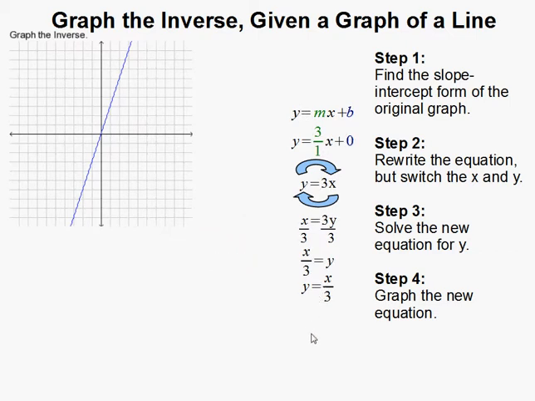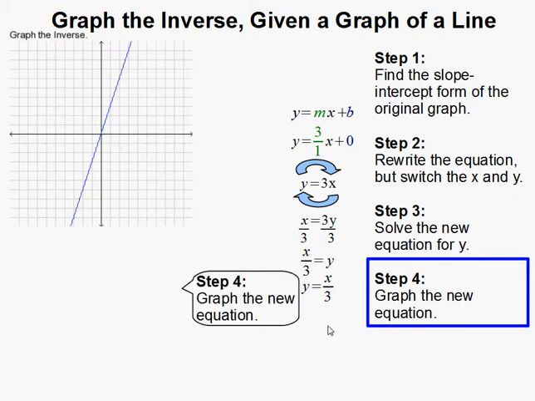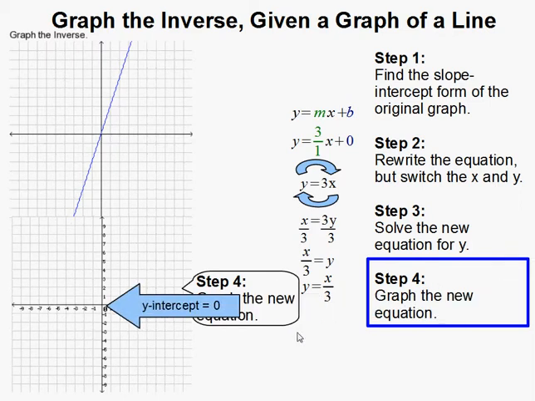Now we simply need to graph this new equation, which is the inverse of our given one. So there's nothing here, there's no y-intercept, therefore the y-intercept is 0. So that's going to be my starting point. And remember, this x over 3 is also the same as 1 over 3. So since it's 1 over 3, that means the rise is 1 and the run is 3. So the run is 3 and the rise is 1.